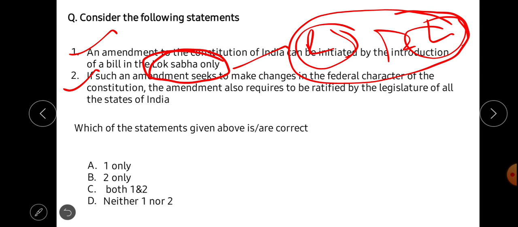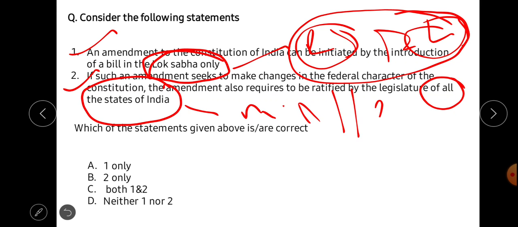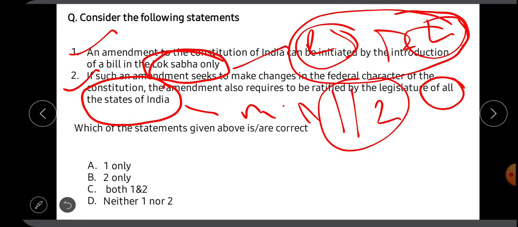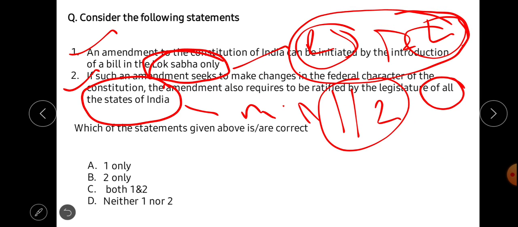Now if we consider the second statement, if such an amendment seeks to make changes in the federal character of the Constitution, the amendment also requires to be ratified by the legislature of all the states of India. Of all the states of India, it will be wrong. Minimum half of the states of India. Okay, minimum half the states, not all the states. There is no requirement of all the states of India. There should be a requirement of at least half of the states of India. So that's why option 1 and option 2 both are wrong. That's why the correct option will be D, that means neither 1 nor 2.